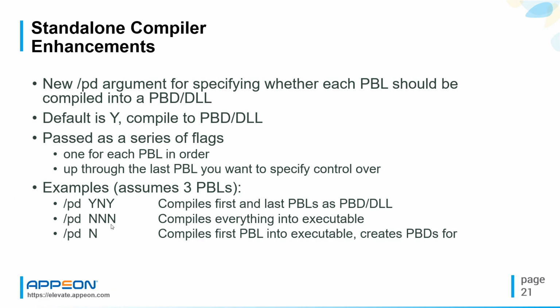And so in my company's case, we had 100 plus pibbles, and we would create a PBD or DLL for every one except the first one. This would work great for us because that's what the arguments we would provide. We would say /pd no, and it would exclude the first one from being converted into a PBD, and it would create PBDs for all the rest. So once again, you only have to provide that flag up through the last one where you want to say, put this in the executable.